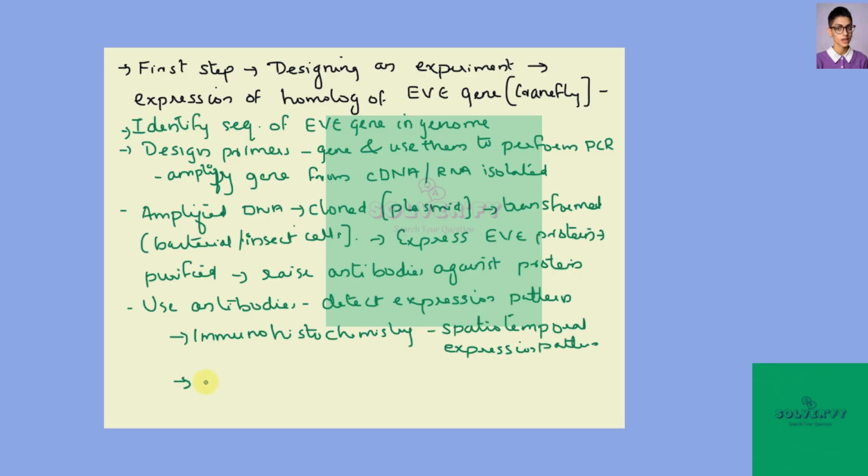Another approach would be to perform in situ hybridization to detect the expression of the EVE gene at the mRNA level in cranefly embryos. This would involve designing probes complementary to the mRNA sequence of the EVE gene and hybridizing them to tissue sections of cranefly embryos. The hybridized probes can then be detected using a suitable detection method such as fluorescence or enzyme-based methods.